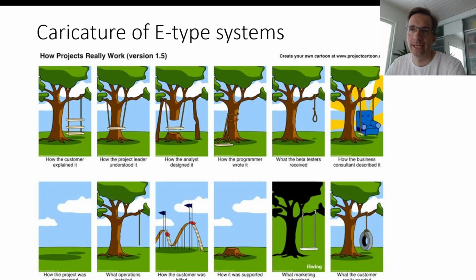What is not really captured here is how these opinions can change over time. So if the customer really needed this tire in the original phase, then 10 years later they might realize that, well, the business consultant was actually right. What we really need is this armchair on top of the swing.